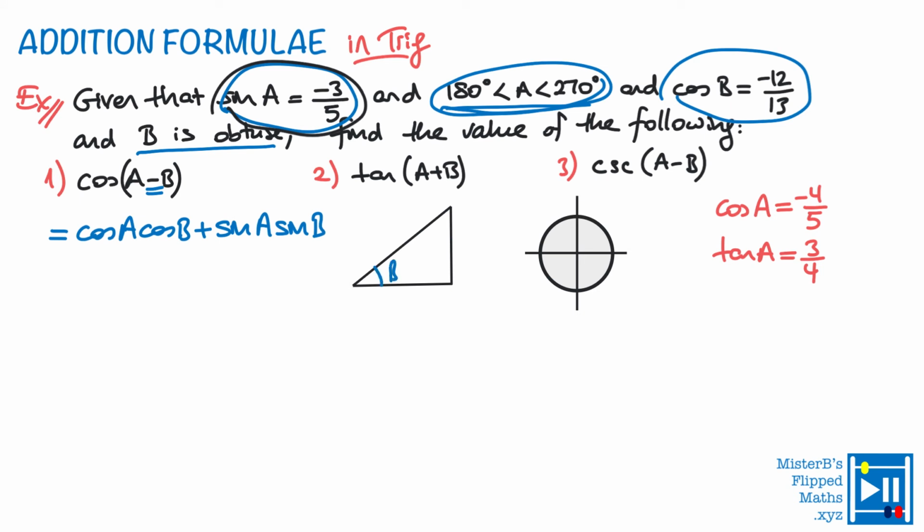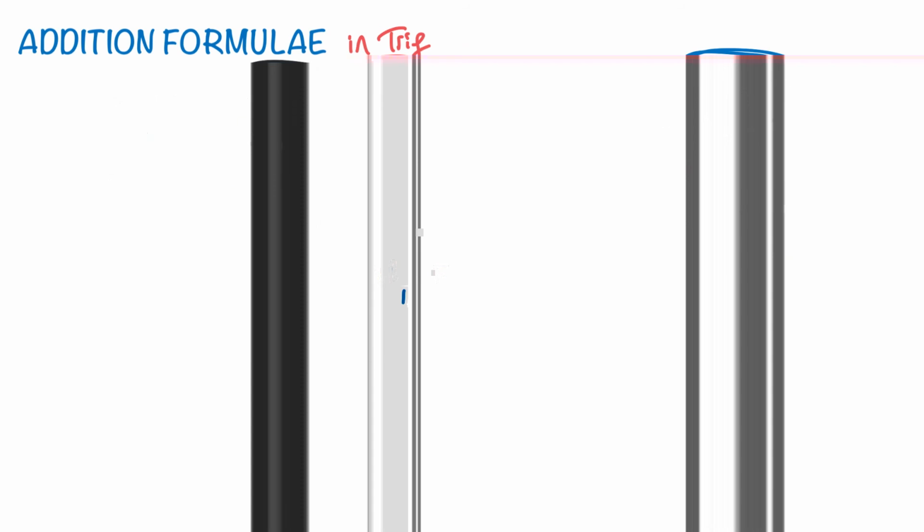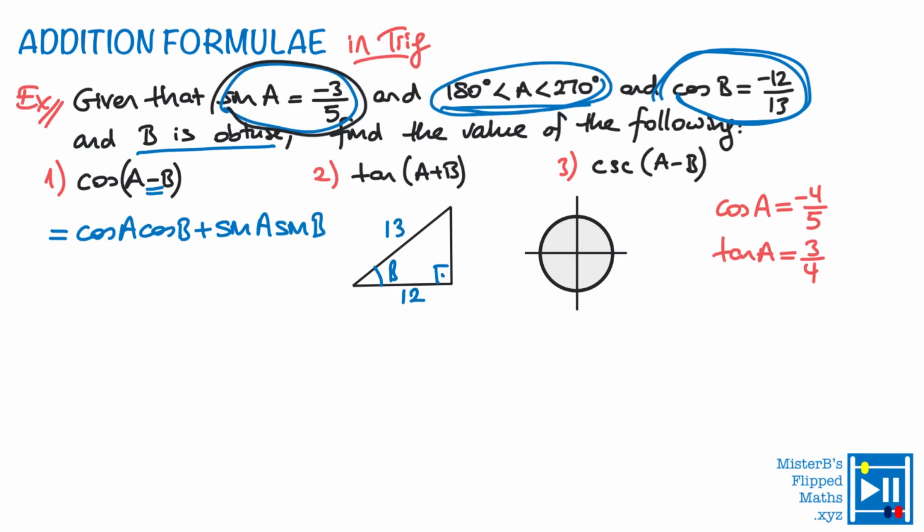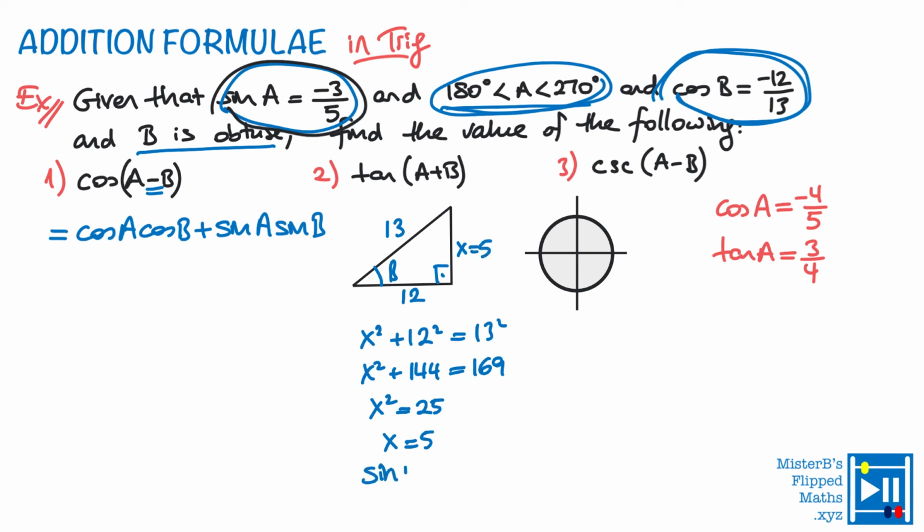Now, B is here and this is 90 degrees here. And I know that cosine B is minus 12/13. So it's adjacent over hypotenuse. So I should be writing 12 and 13 like this, ignoring the sign. And now I have to find the value of x, which is 5 here. So now I can write sine B to be 5/13. Now I know that angle B is obtuse, so it must be somewhere here. And I know that the sine value is positive here, so sine B is positive.